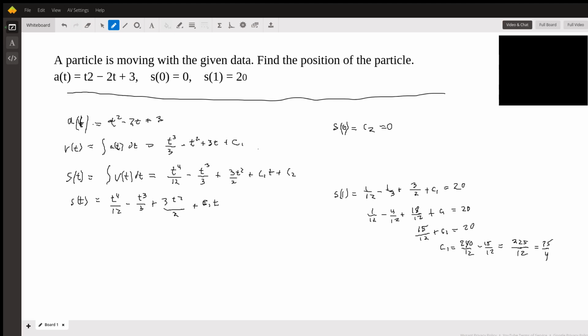So that's our answer. It's not a hard problem, really. You just have to know the relationships between acceleration and velocity and distance. And these functions are related as shown here on the screen.